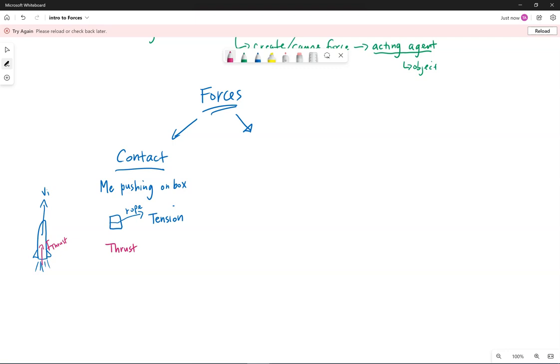Thrust would be considered a contact force as well, because those gases are physically in contact with the rocket. So that would be another example of a contact force.